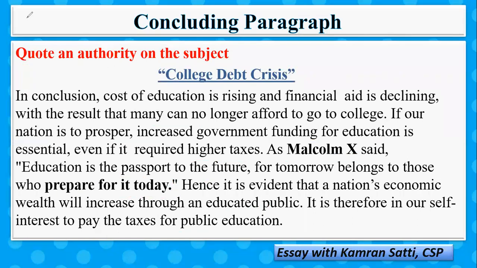So these were the four techniques which you can use to conclude your paragraph. Number one was to make a prediction. Number two was to predict some consequences, to give the consequences that if we don't do this, this will happen. Number three was to give a recommendation. And about recommendations, I told you that they shouldn't be a wish list. And last technique was to quote an authority.